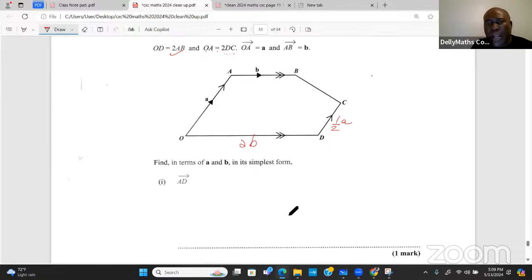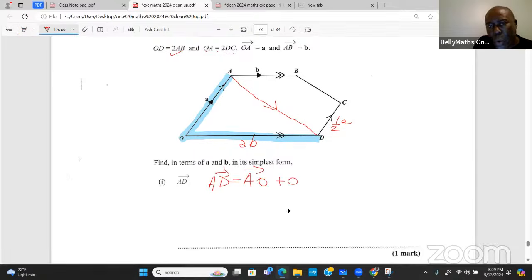Now we want to jump on solving the question. It says, find in terms of A and B in the simplest form, AD. So I'm going to have to draw my line here. I'm moving from A to D right here, and the direction is necessary, AD, going that way. This is going to be my triangular walk. I'm going to walk from A to O and then move from O to D. Let me write it up. So my AD is going to be from A to O plus from O to D.